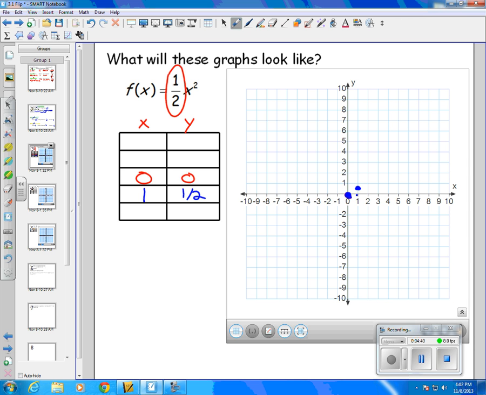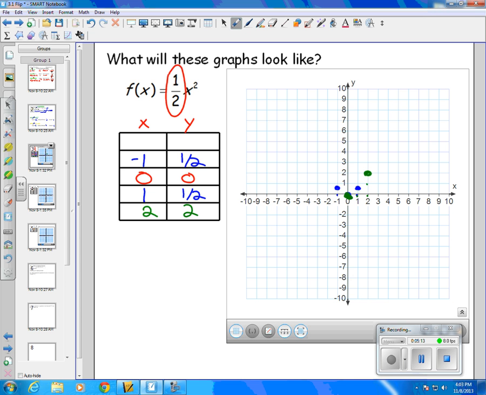If I move to the left 1 unit, -1 squared is 1, times 1/2 would be 1/2. So I'd be here at -1, 1/2. If I start at the vertex once again and move to the right 2 units, 2 squared is 4, and 4 times our value of A, 4 times a half, would be 2. So I would move up 2 units, and I'd have a point at 2, 2.